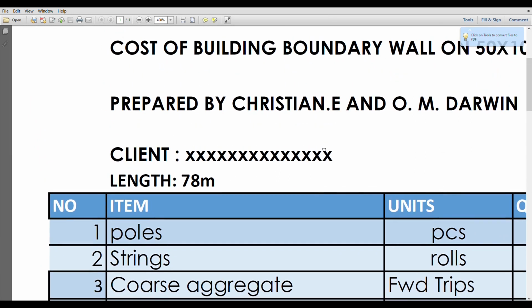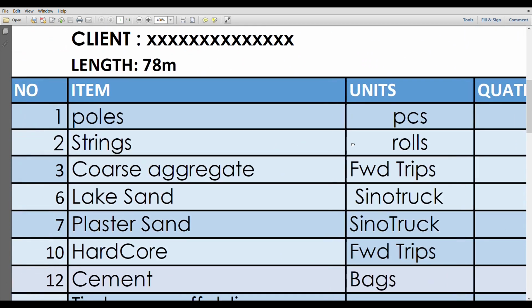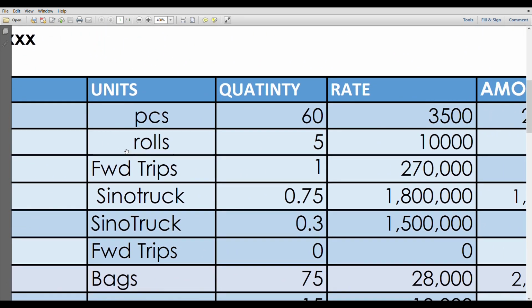So if prices change and they increase, be understanding, because prices keep changing, you know.